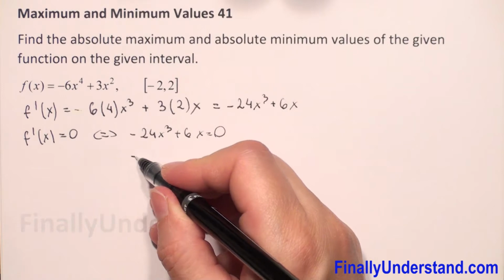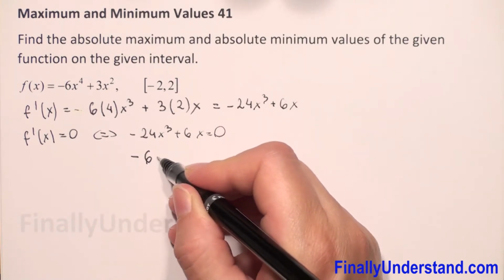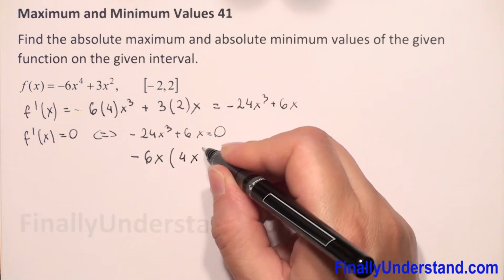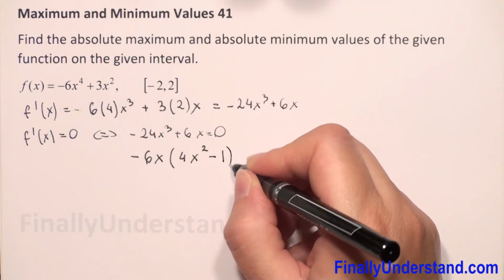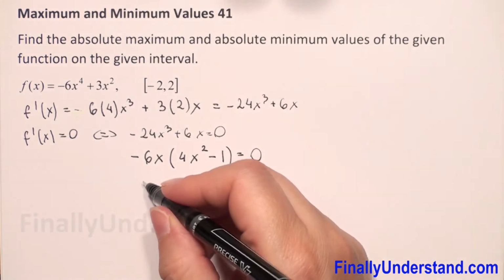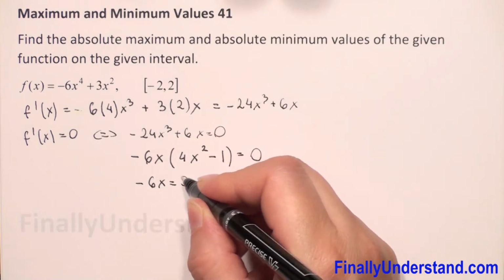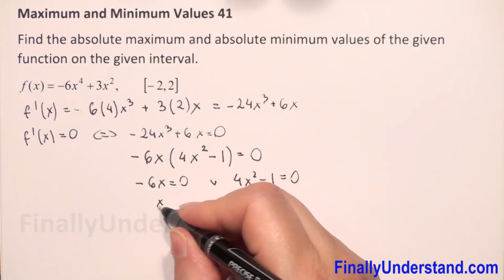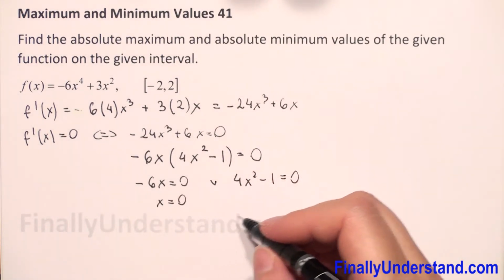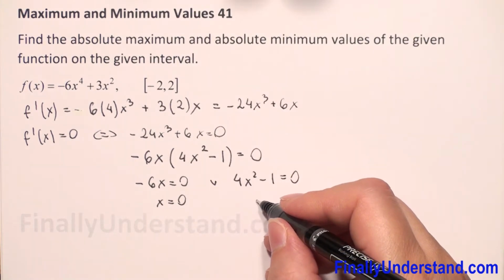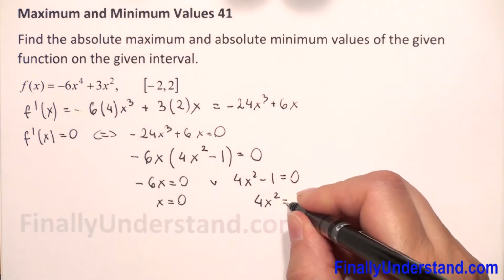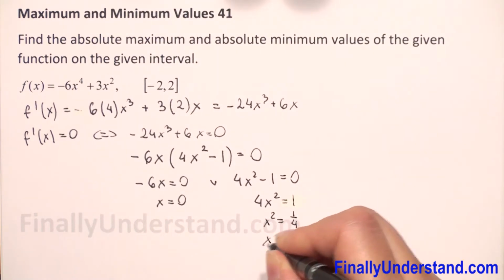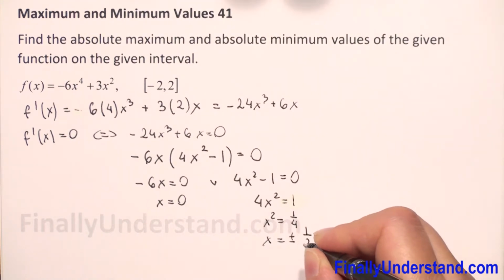I can factorize negative 6x, so it will be negative 6x times (4x squared minus 1) equal to 0. When negative 6x is equal to 0, or 4x squared minus 1 is equal to 0. So x equals 0 is our first critical value. And next we have 4x squared equals 1, so x squared equals 1 over 4. So x equals plus or minus 1 over 2.